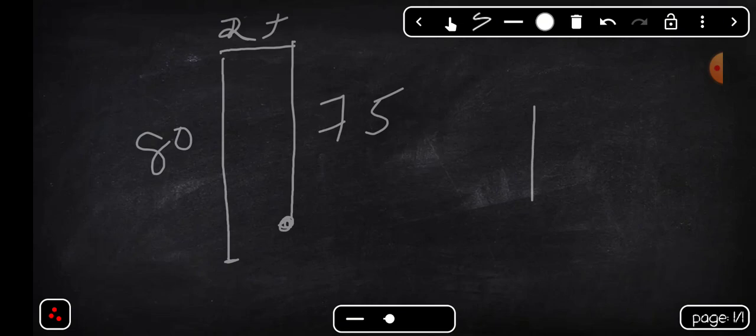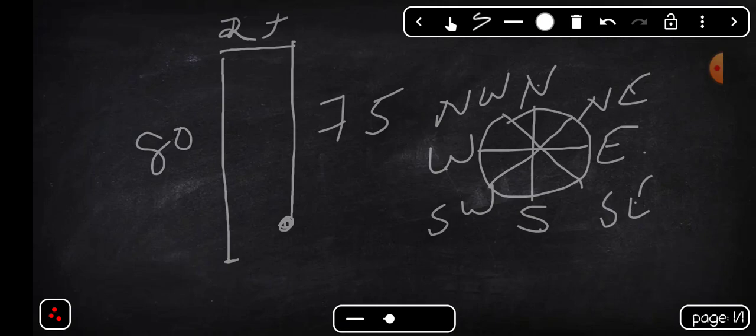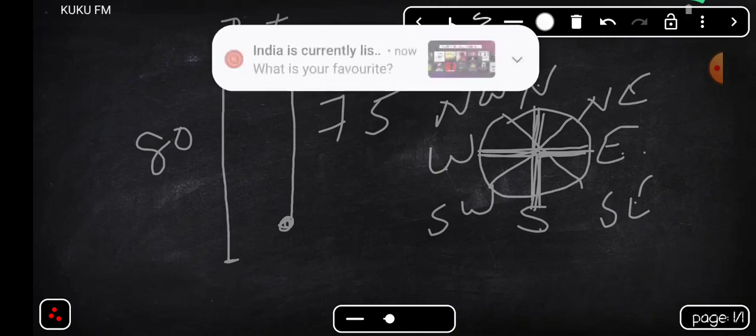We have already learned this. It is north, south, east, west. This is northeast and this is southeast. This is southwest and this is northwest. This circle is 360 degree. North and south is 180 degree, east and west is also 180 degree. That means north and east is 90 degree, and each is 90 degree, so 90 plus 90 plus 90 plus 90 means 360 degree.